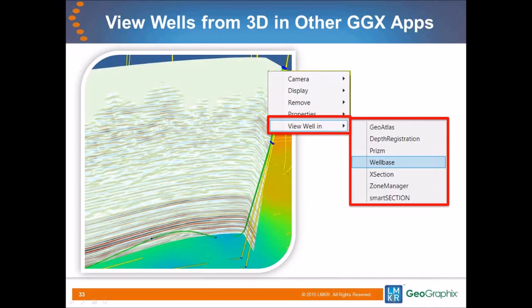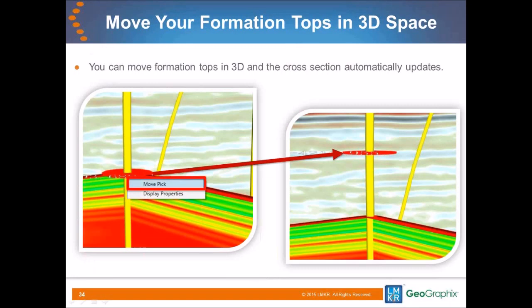Just like in any other GeoGraphix application, you can use the View Well functionality to view a well from one application to another. So here, if you were to select a well in Pro 3D, you could then show that well in GeoAtlas, which is the mapping application, in Prism, in the well base application, which is the well data management application, in your cross sections and zone manager and Smartsection. So the basic functionality works like any other GeoGraphix application, where you can immediately select a well in any application and view it in any other application.